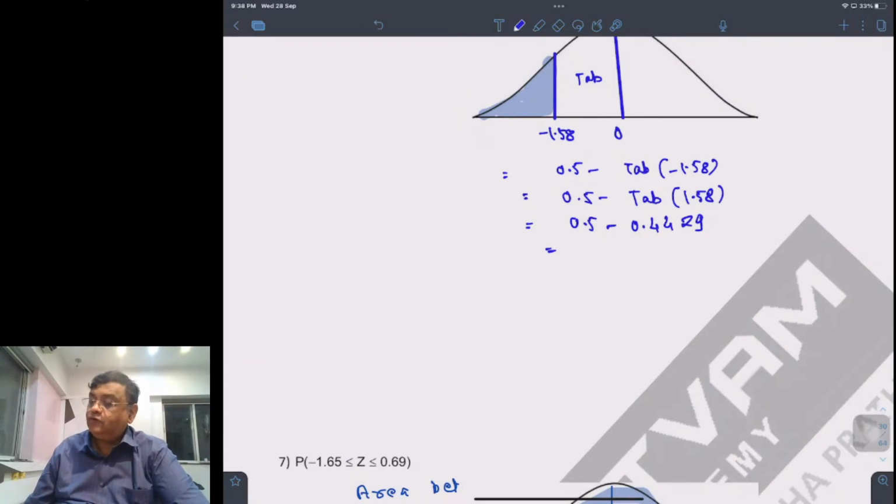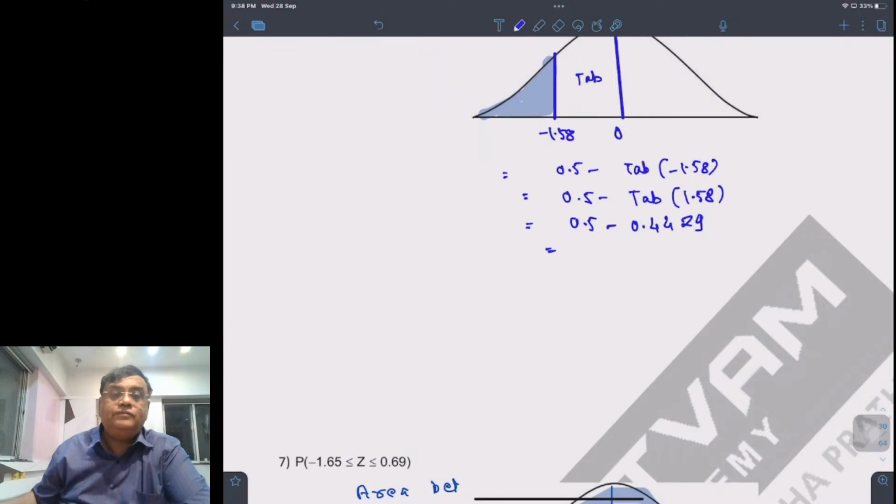Whatever difference comes is the answer that you're going to get. Clear? So table value always is between 0 and some value of z. Meanwhile, whatever is the area between 0 and negative value is same as area between 0 and the corresponding positive value. I hope this is clear. If this is clear, then give the thumbs up.